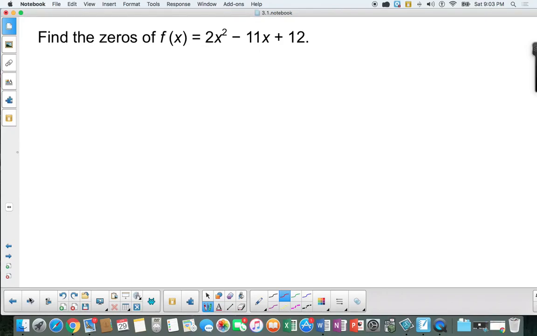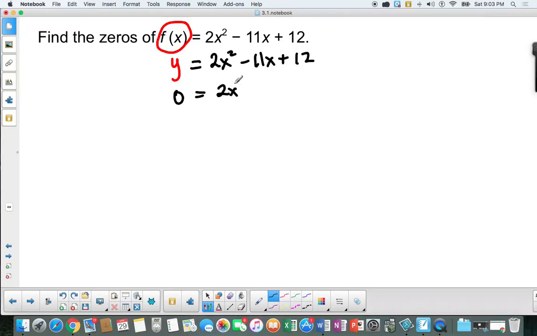Let's take a look at finding the zeros of this function. Now this is f of x. Remember that f of x is another way of saying y. And we are looking for the zeros, so we're looking for when this, or y, is equal to 0. So you can avoid the y if you want and just write the 0 like this. So we're going to do factored form.